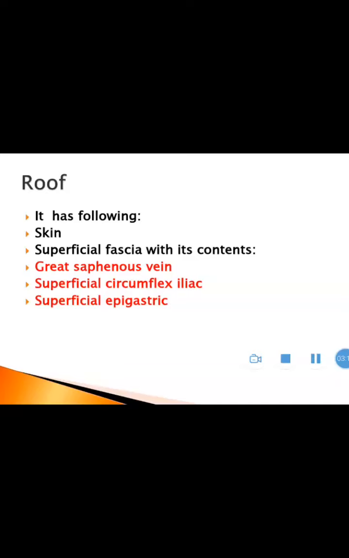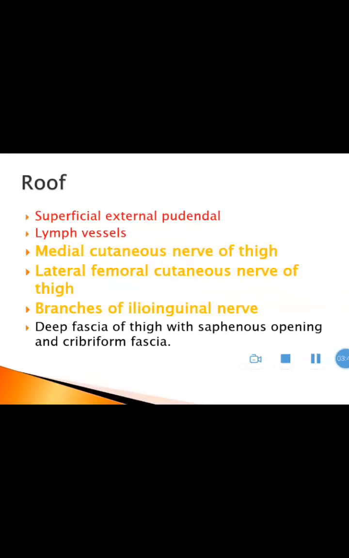Roof of a femoral triangle. It has the following structures. It has skin, and deep to skin there is superficial fascia with its contents, that is great saphenous vein, then superficial circumflex iliac artery, superficial epigastric artery, superficial external pudendal artery, lymph vessels, which are passing from superficial inguinal lymph nodes to deep inguinal lymph nodes.